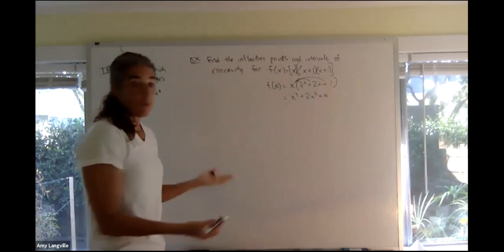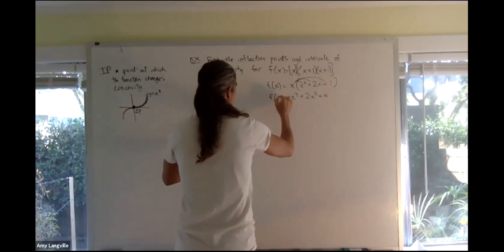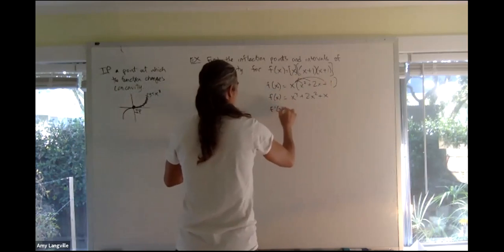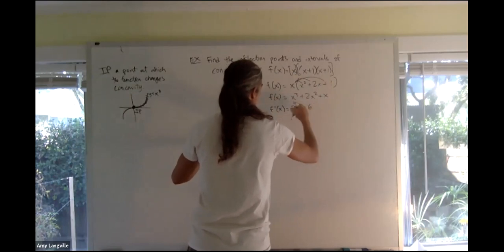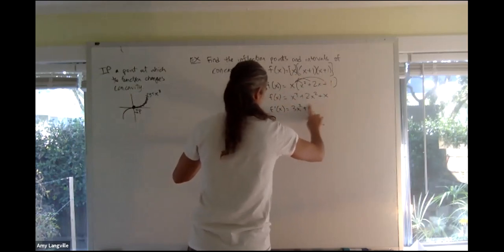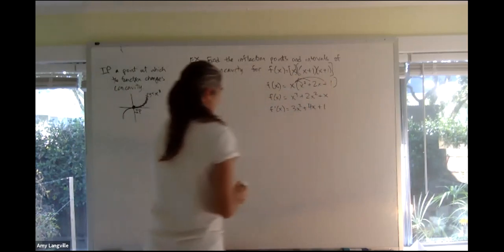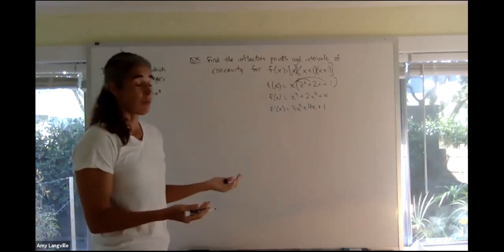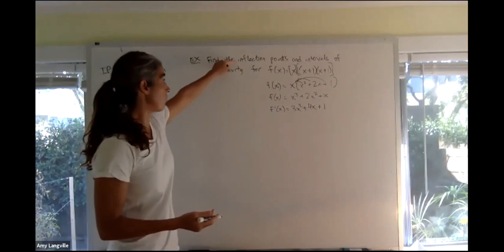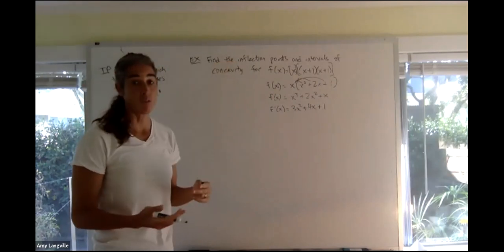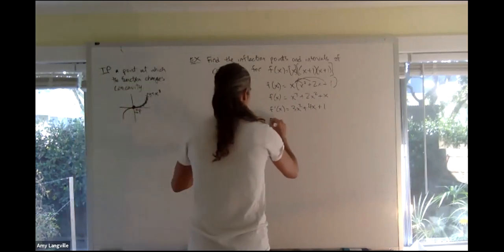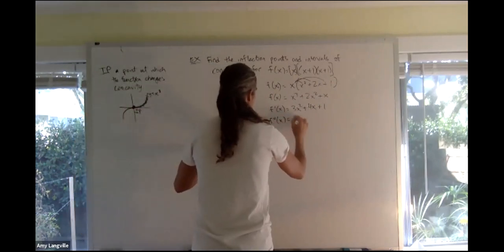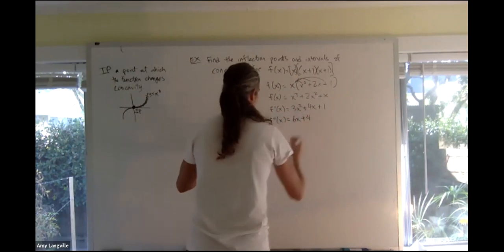Now I'm ready to take the derivative. That's still just f. The derivative then, now it's really nice, just some power rules, right? 3x squared plus 4x plus 1. But I don't stop there, because the question asked about inflection points and concavity, both of which have to do with the second derivative, so I'm going to need to take that. So f double prime of x is 6x plus 4.